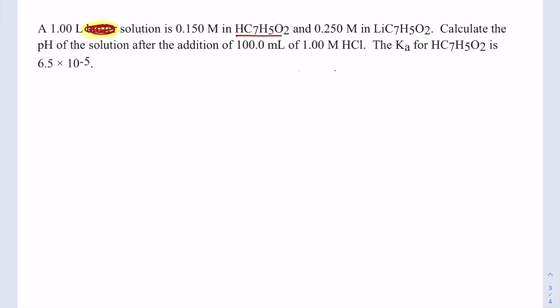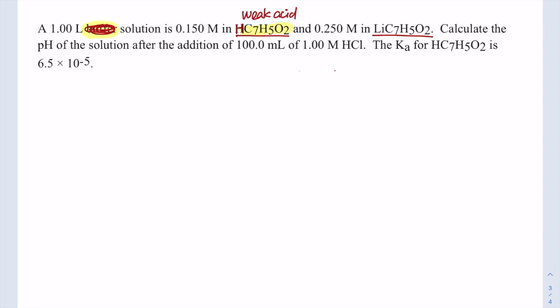Let's see. The question already said it was a buffer, but just pretend we didn't see that. If we just say we have a solution, let's see what we have. This HC7H5O2, I don't know what it is, but we see an ionizable H, which means this is an acid. And what kind of acid? Since it's not one of our strong acids, that's a weak acid.